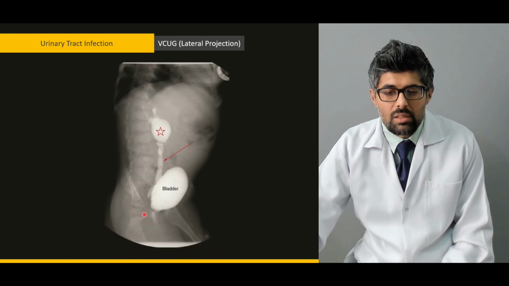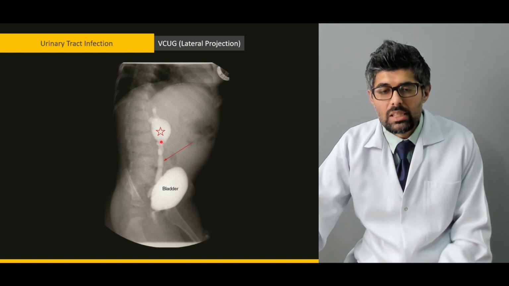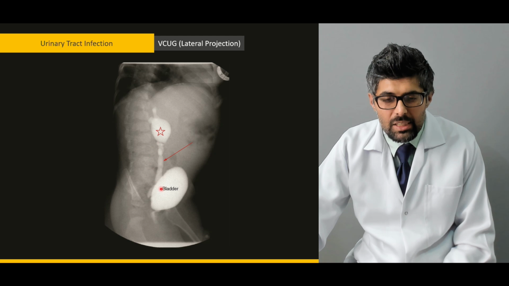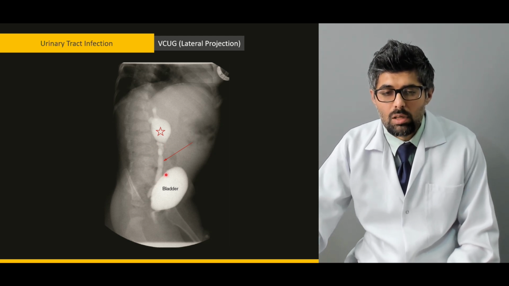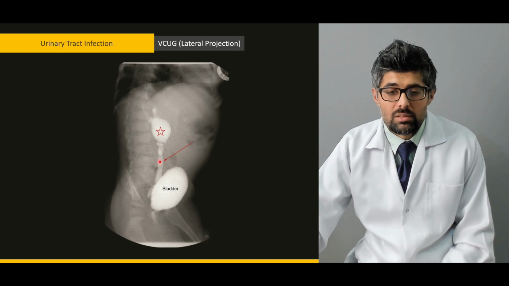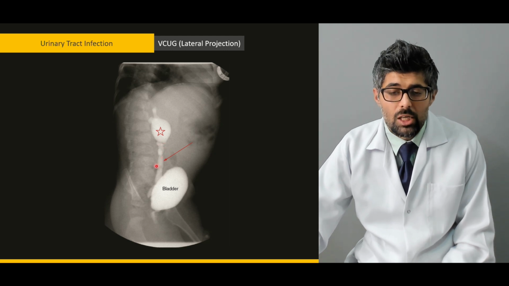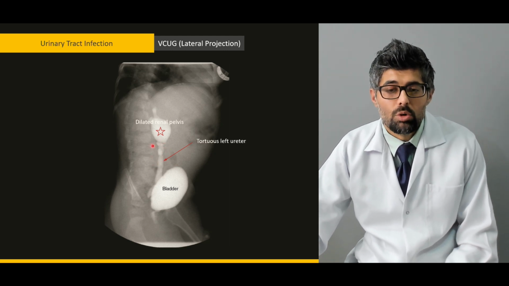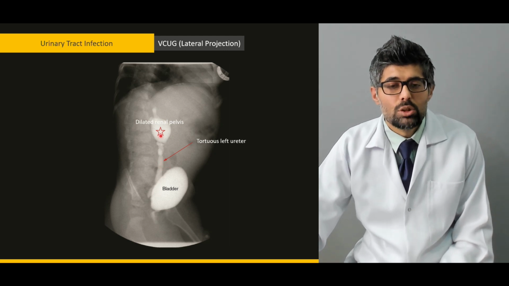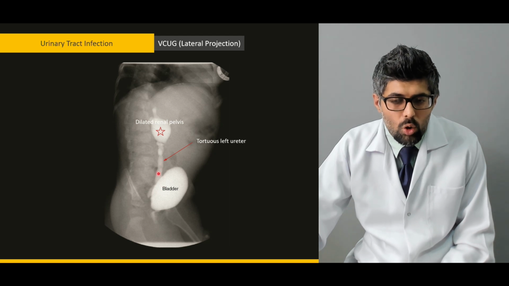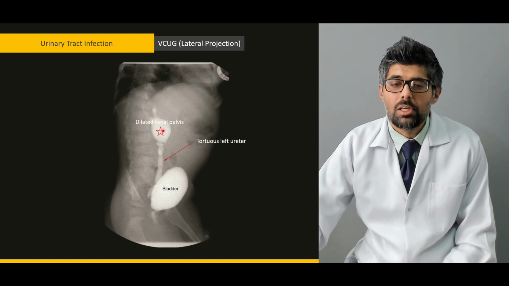Now, this is the lateral projection of the same person, and in this we can easily see that this is a grade 4 reflux. How? Because the dilation is more than grade 3, the tortuous element is much more than grade 3, and the dilation is so much so that it almost equals the opacification of the bladder and the renal pelvis.